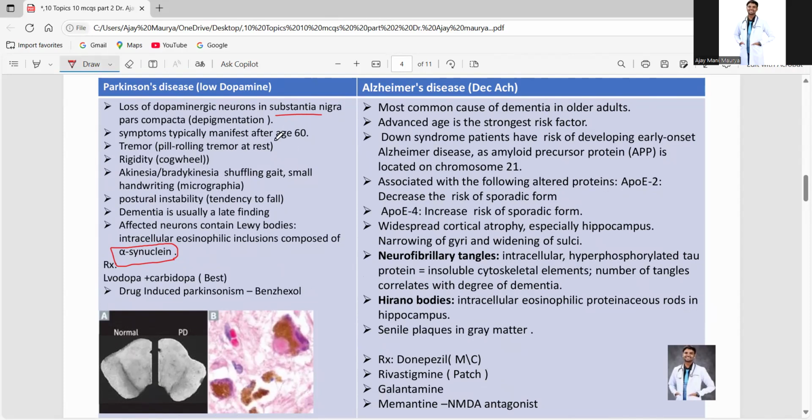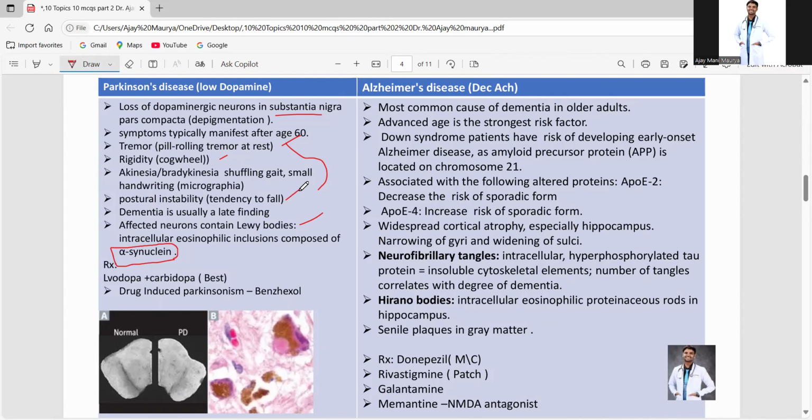After the accumulation in the substantia nigra, the patient may show the following symptoms. A group of alpha-synuclein protein in the substantia nigra is called Lewy bodies. So the patient will show pill rolling tremor, rigidity, and bradykinesia, shuffling gait. There is also micrographia, the handwriting will be very small. There is postural instability, a tendency to fall always.